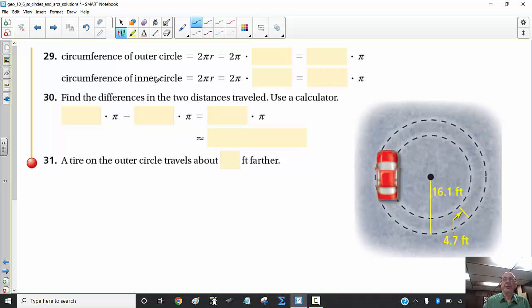Circumference of the outer circle is 2 pi r. So it's 2 pi, and the radius of the outer circle is 16.1. So when you multiply 2 pi times 16.1, you get 32.2 pi for the outer circle, for this circumference going all the way around. And the inner circle, that's going to be the new radius that we just figured out. So that's 11.4 times the 2 pi. That's going to give you 22.8 pi for that circumference going around there.